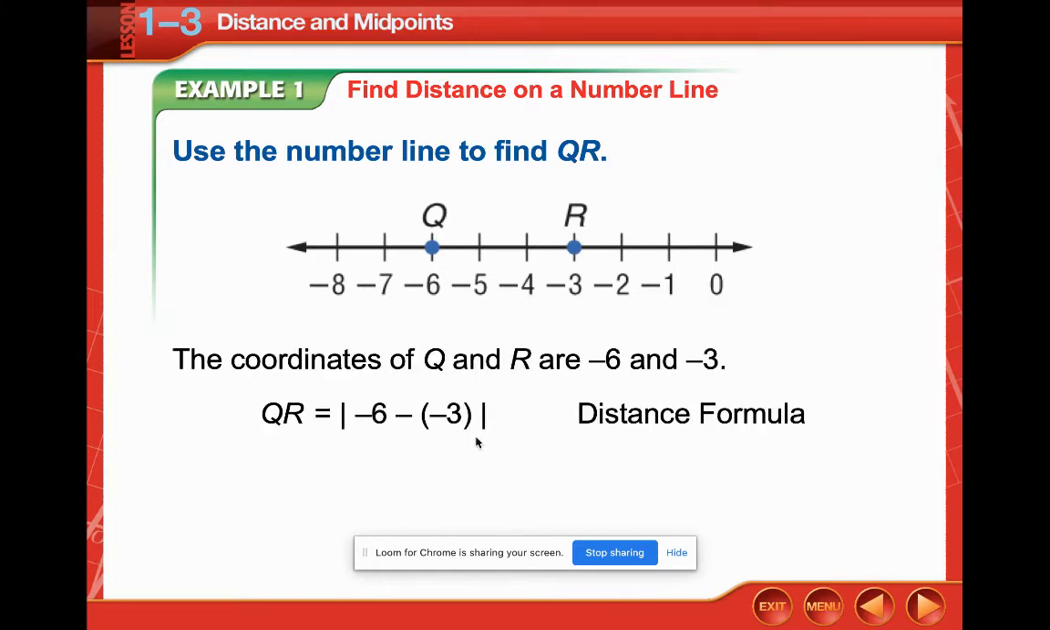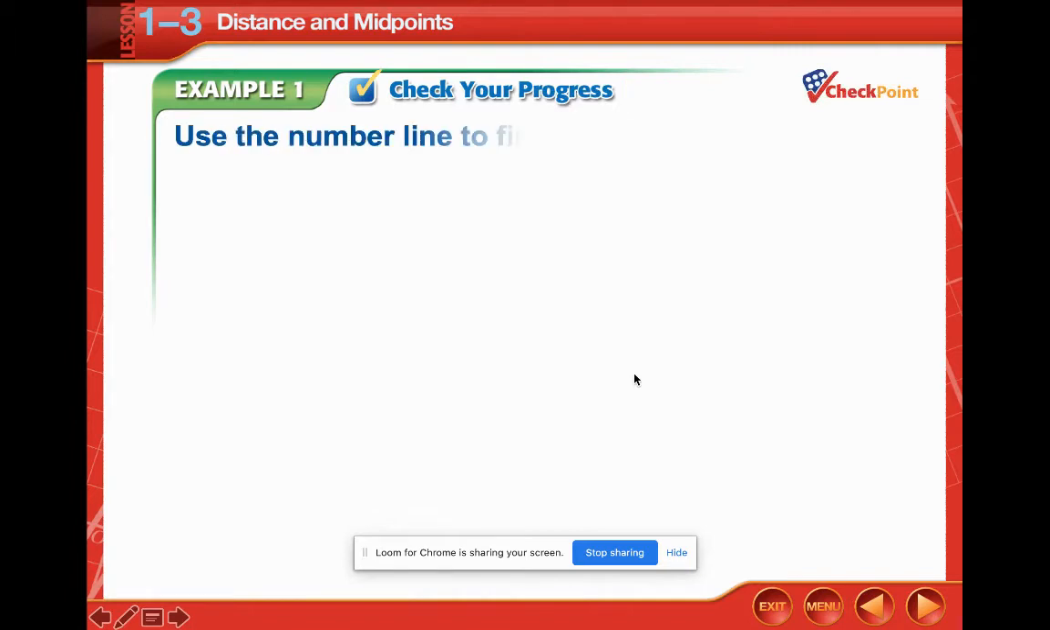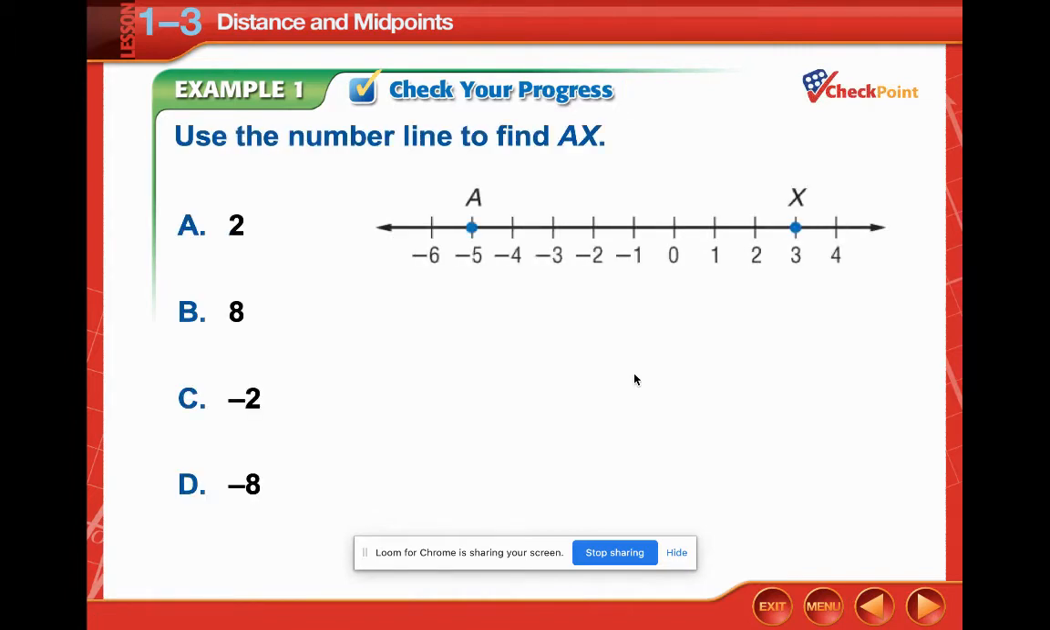-6, -3, distance formula. As you can see, -6 minus -3 is the same thing as -6 plus 3, which is going to come out to -3. Absolute value of -3 is 3, so you just simplify it. The answer is 3. All right? So these are 3 apart, but it'll get harder. It'll get harder. All right, like this one.